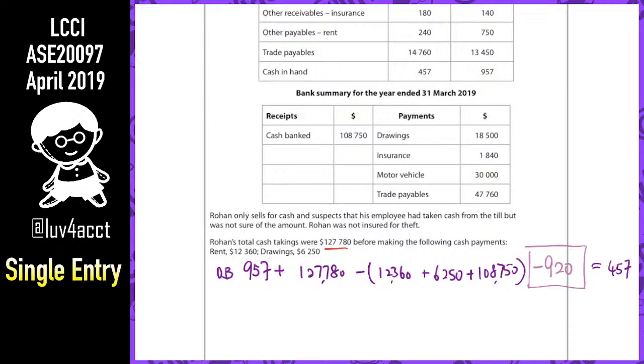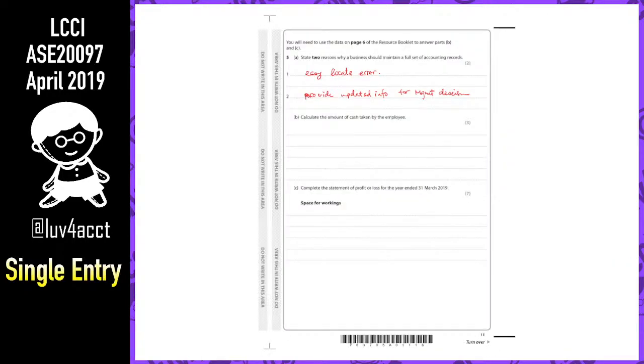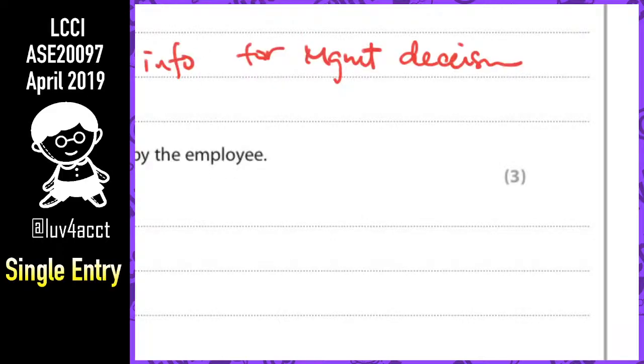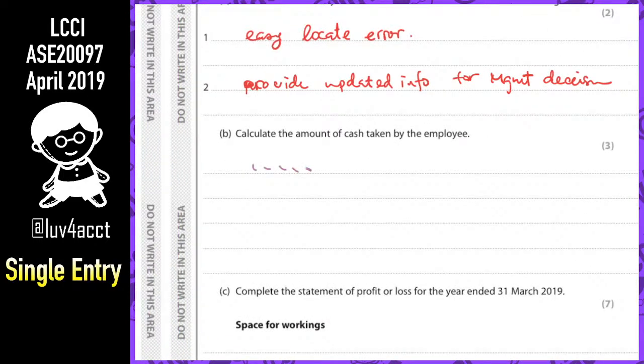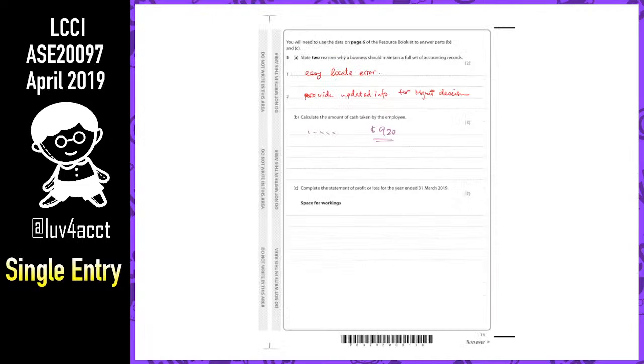Loss of cash, 920. Okay, so here you should show the working here. I'm not going to copy one more time. So 920, I show the answer. And then we have to complete the statement of profit and loss.